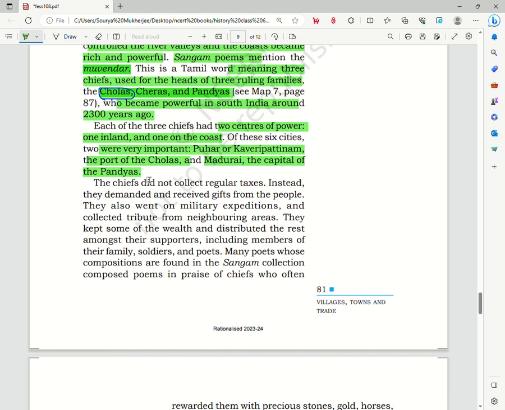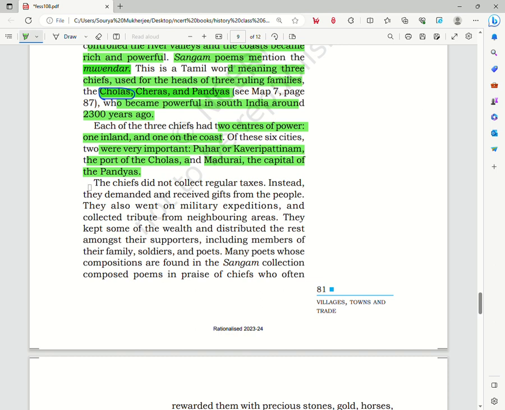So let's suppose the coastal capital was more important for trade, and the inland capital offered more security and better defenses. And among these six total capitals of the three kingdoms, two were especially important, that is Puhar or Kaveri Pattanam, the port of the Cholas, the coastal capital of the Cholas, and then the city of Madurai, the capital of the Pandya kingdom. As we read before, Madurai was also important because it was the center where the Sangam literature was written, where the Sangamas or the assemblies were held.